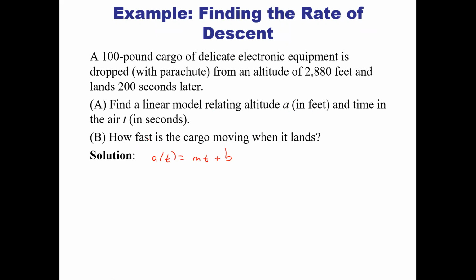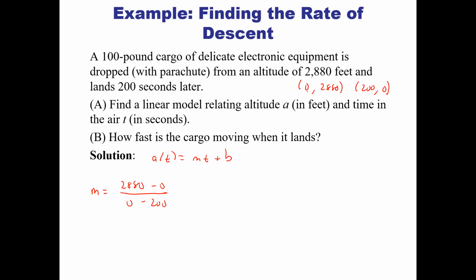So what numbers do we know? Well, it starts at an altitude of 2880. So at time 0, it's at 2880. And the other number we know is it lands 200 seconds later. So at time 200, we are at 0 feet, correct? Okay, so we have to find the slope of this. So the slope is going to be the change in altitude over the change in time. So let's take 2880 minus 0 over 0 minus 200.